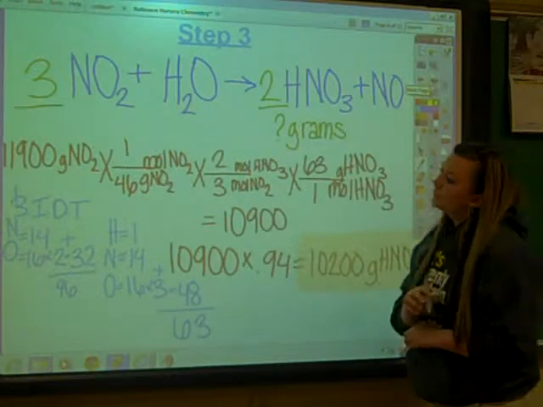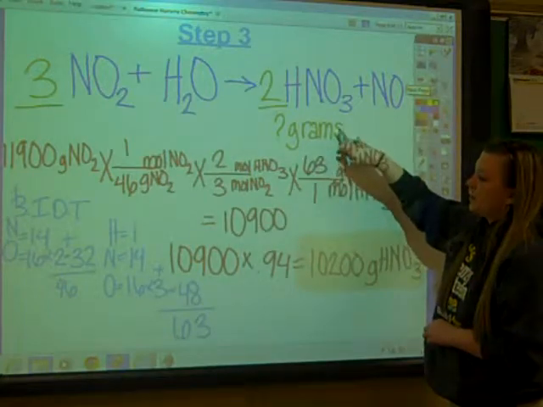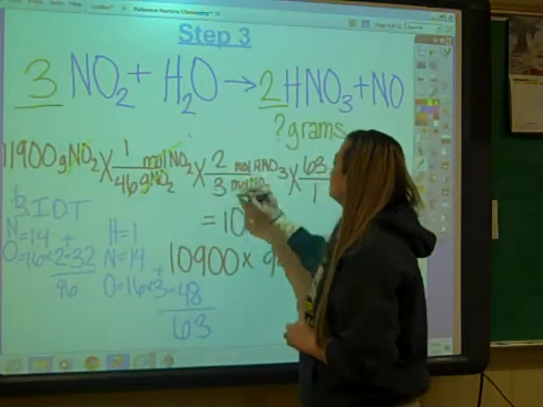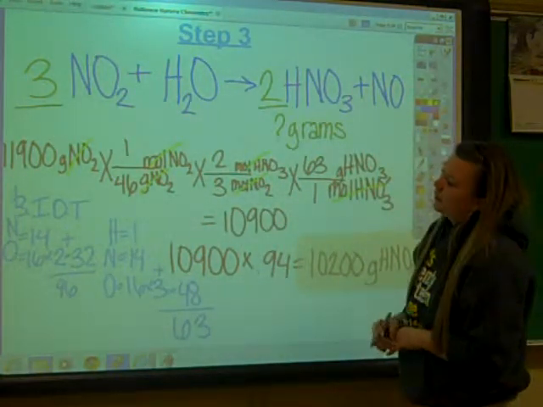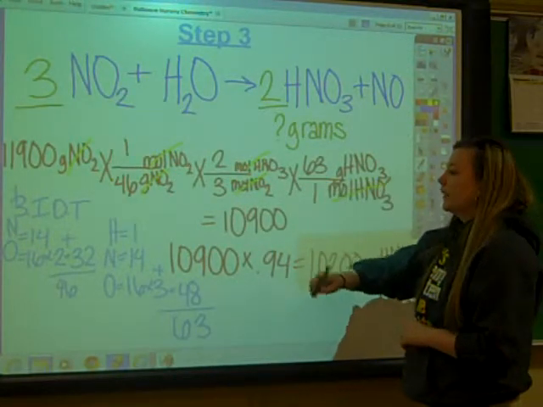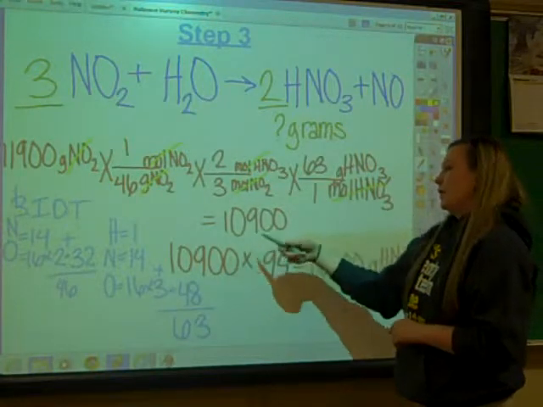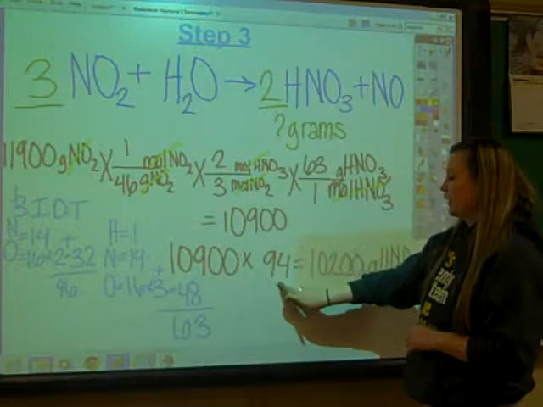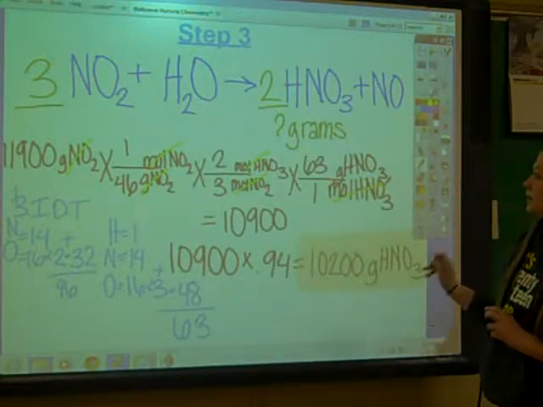Then you take that, and this is where you find out how many grams of nitric acid you will get. You cancel your units out again, and then you get 11,900 times 2 times 63 divided by 46 divided by 3, and you get 10,900. And then you multiply it times your 94% again, and you get 10,200 grams of nitric acid.